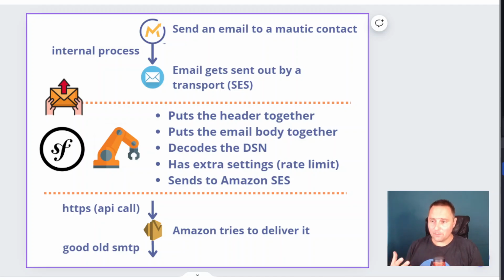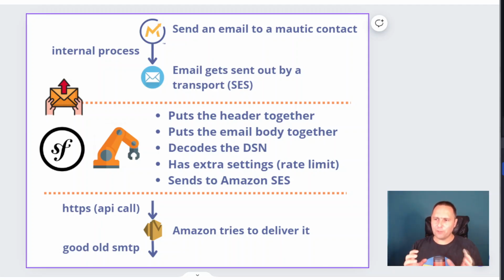So like I said before, an email is being sent to a contact. So Amazon does something, Mautic does something, it puts together a little email and gets ready for the sending. The email will be sent to the transport. This is inside of Mautic code. The email is transferred to a place where it's actually leaving Mautic and going to your SMTP partner.